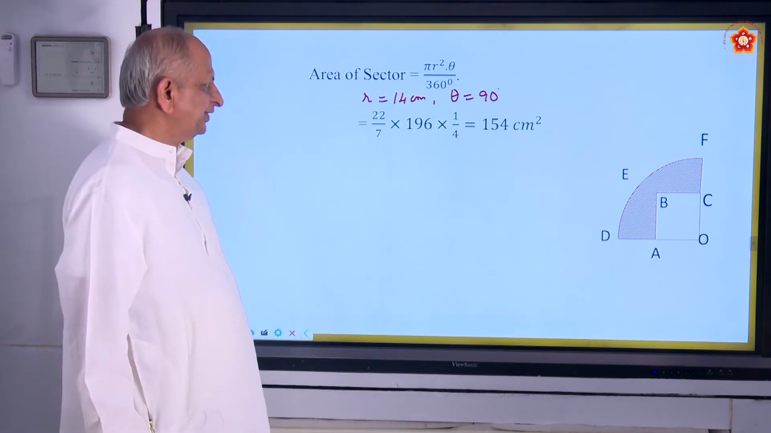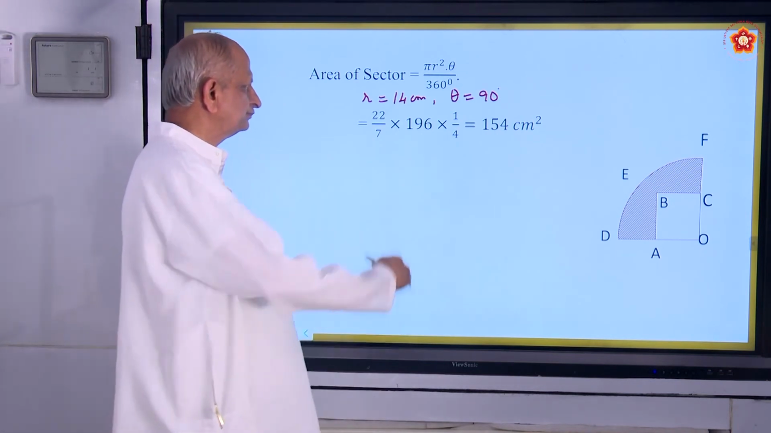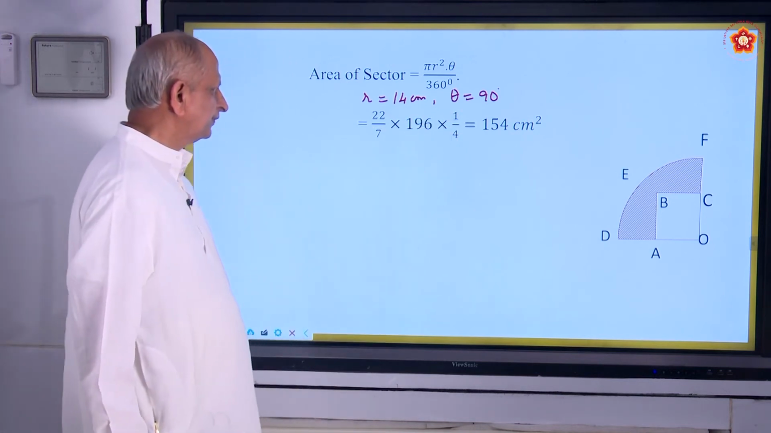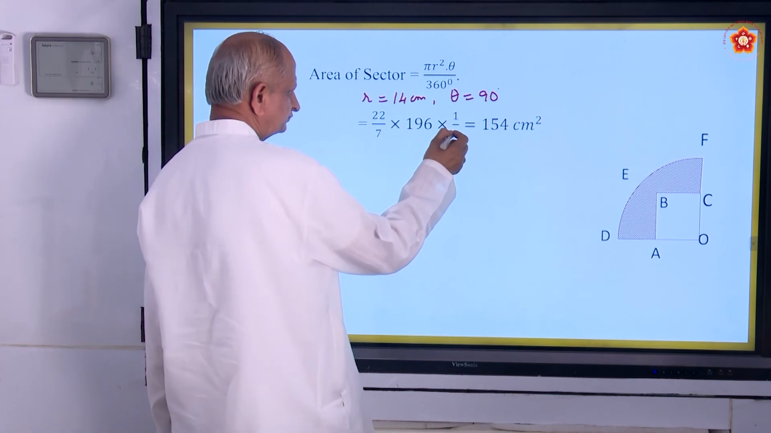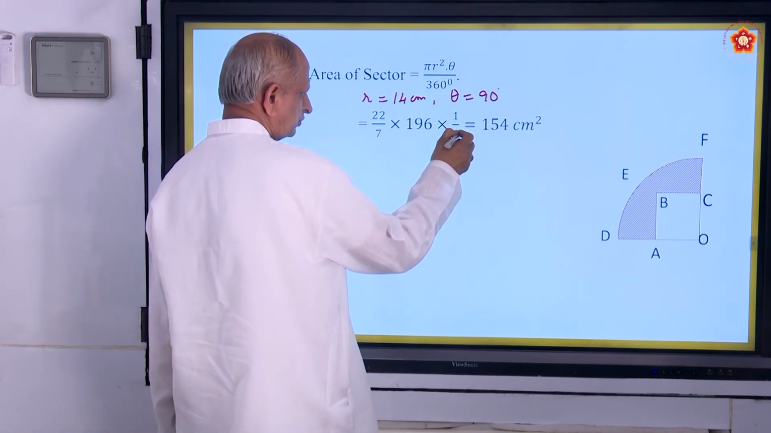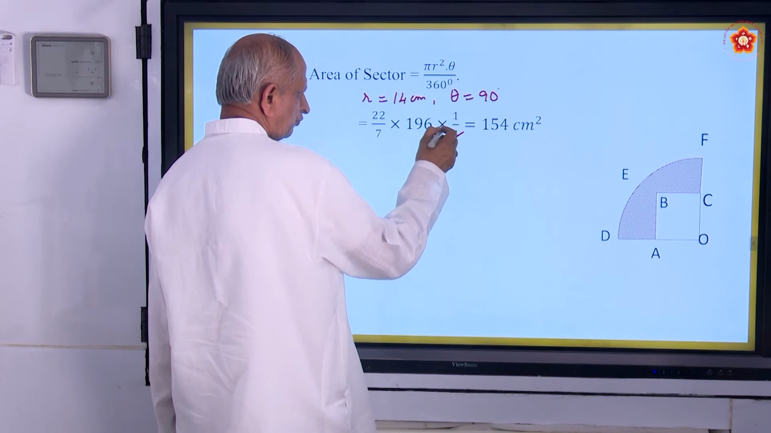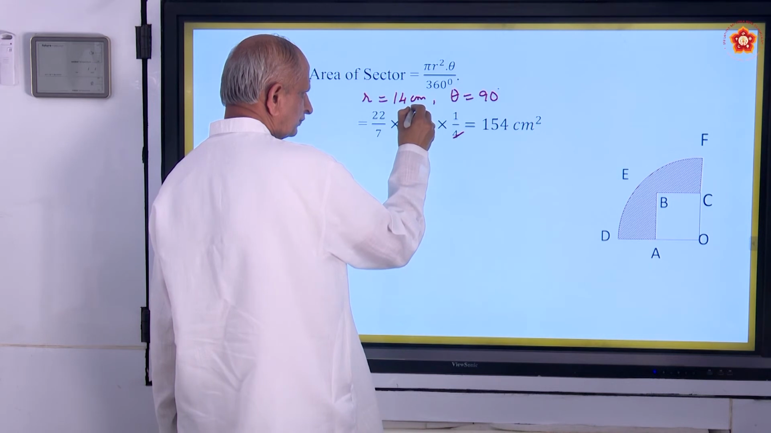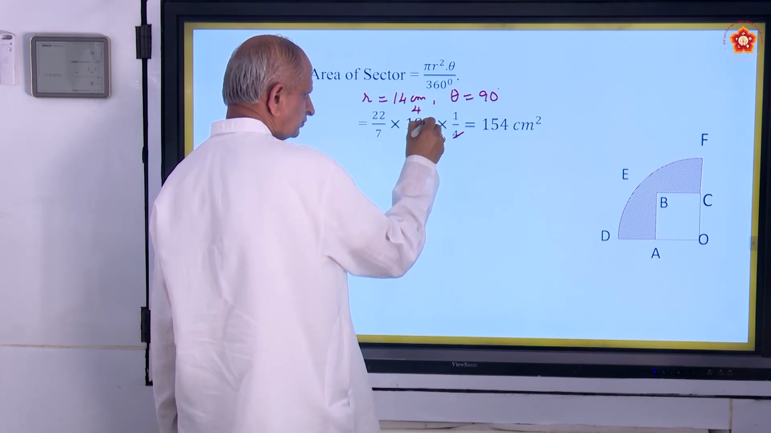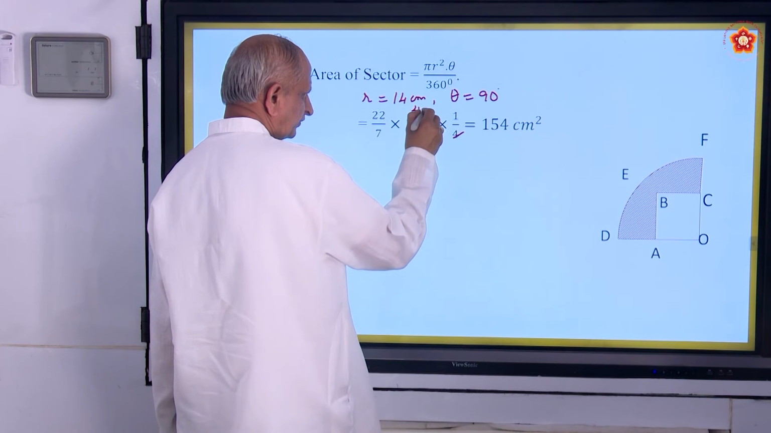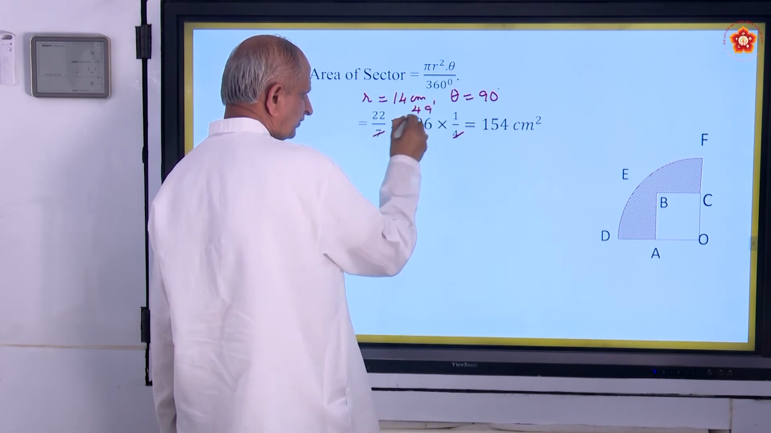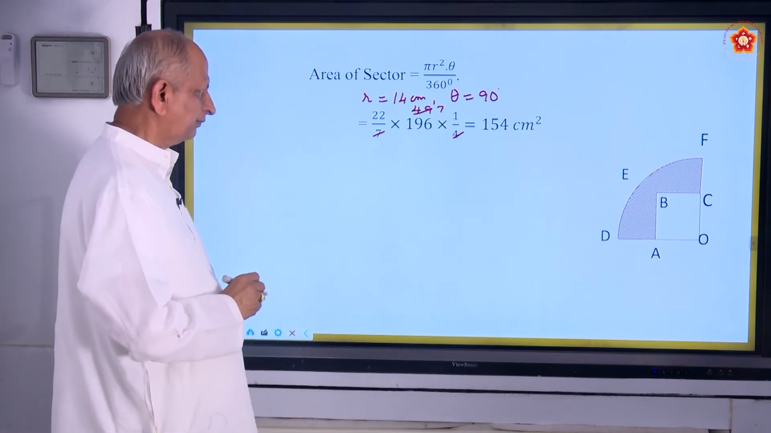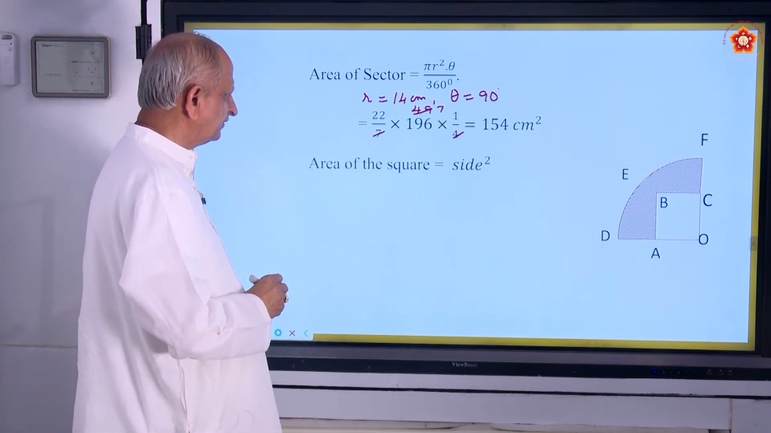So 90 by 360 becomes 1 by 4. So pi into 16 into 196 into 1 by 4. So if you cancel, we have 4 ones are 4, 4 fours are 16, 4 nines are 36, 7 ones are 7, 7 sevens are 49. So you get 154, the area of the sector.